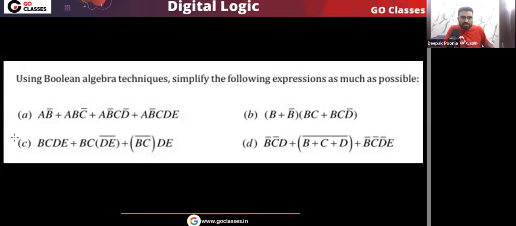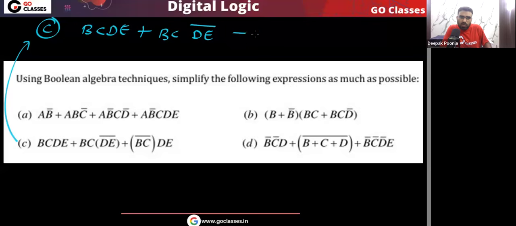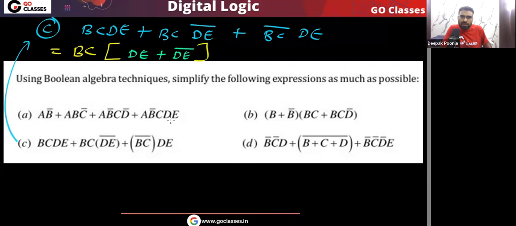Now let's see option C. Option C, we have BCD or BCD whole bar, or BC whole bar DE. Okay. First of all, look at this. Here you can take BC out. Correct? Just take BC out, because BCD or BCD whole bar, just take BC out. If you take BC out, what will you get inside? You will get D or D whole bar.